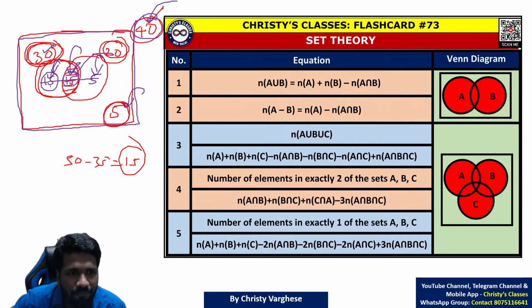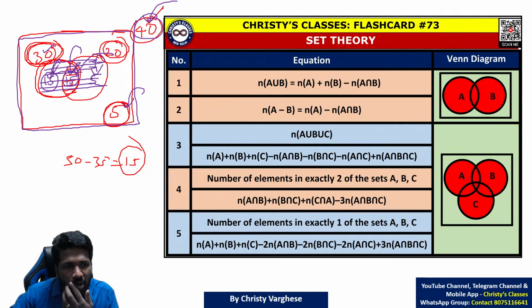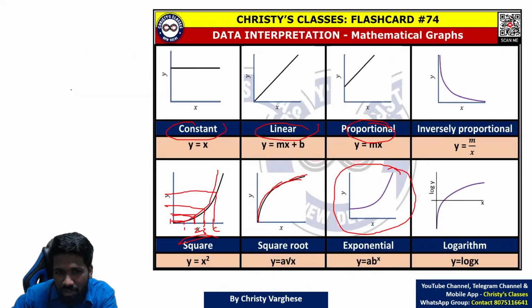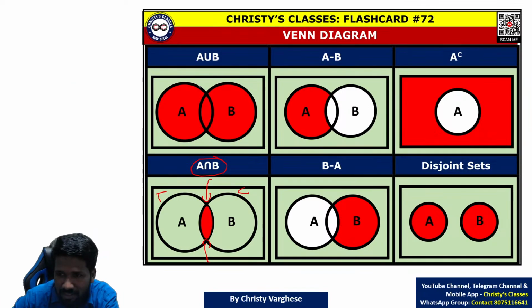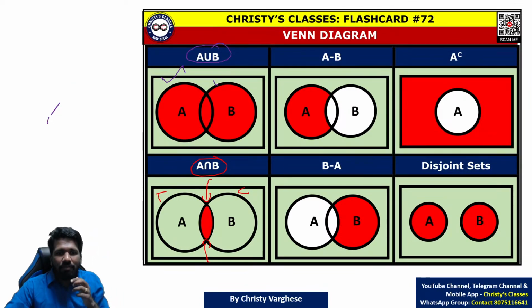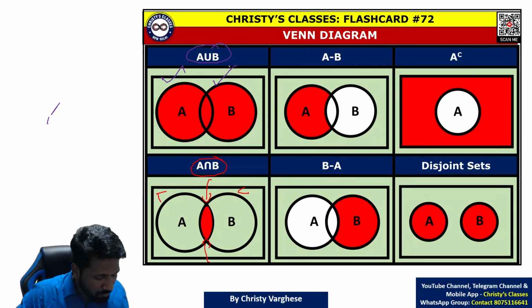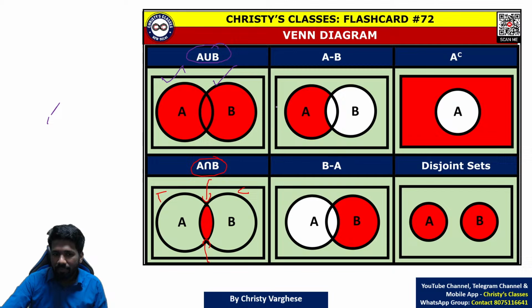And these three together, the 15, 15 and 5, are called the union of sets. Union, uniting things. So A union B means A and B with all elements added. All elements added is A union B.